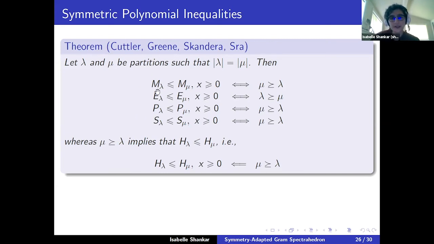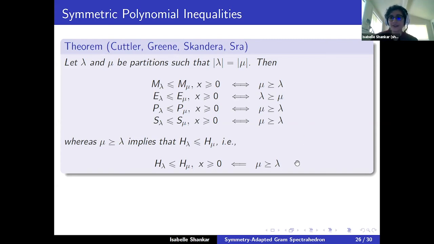But for example, we have here that the term normalized monomial symmetric polynomial m lambda is less than or equal to m mu. So this inequality holds on the non-negative orthant. To be clear, this notation means that the inequality holds on the non-negative orthant if and only if mu dominates lambda in the normal dominance order for partitions, right? And we have similar statements for the elementary, the power sum, and the Schur symmetric polynomials.